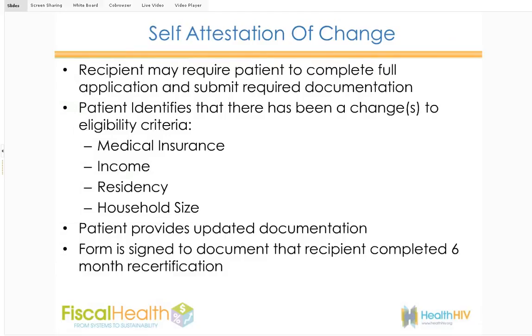The self-attestation of change is an option for programs, and that would be something you could use instead of having the patient fill out a full application at 6 months. Basically, the patient would be identifying that there has been a change in eligibility criteria and be given the option to disclose that. So the form would say, yes, I've had a change in insurance, yes, I've had a change in income, and then the patient would provide backup documentation so that the recipient would have that on file to show that they've done a 6-month recertification.